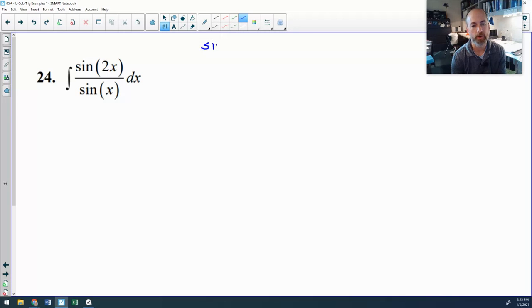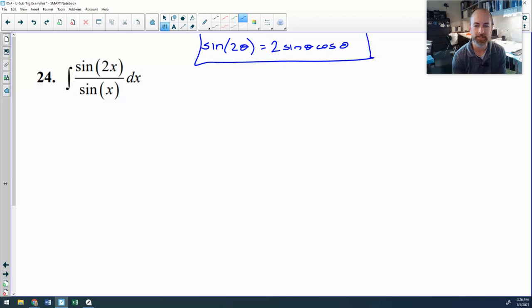It is one of the few identities we use in AP Calculus. You don't use as many as you learned in Algebra 2 and Pre-Cal, but one of them that we will use is the identity that sine of 2 theta is 2 sine theta cosine theta. Now that's not calculus, that's not a derivative or anything like that. That's just an identity. Those two things are equal, and so that will allow me to take out the sine of 2x, and I can replace sine of 2x with 2 sine x cosine x over sine x.